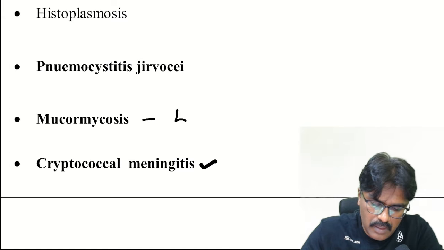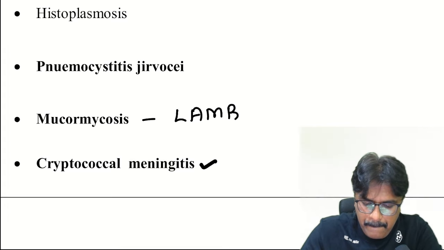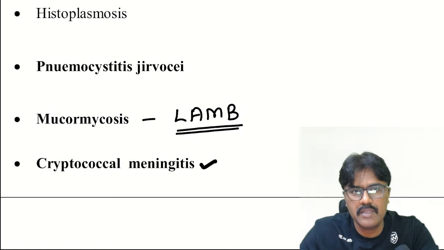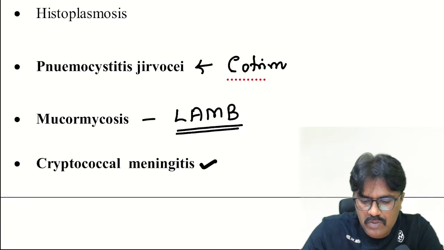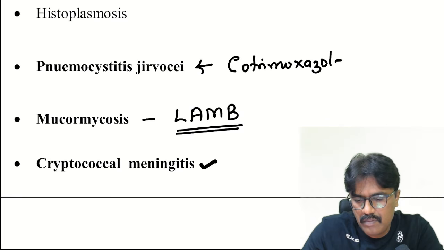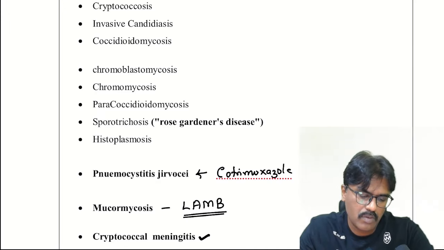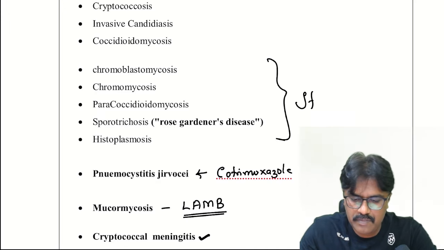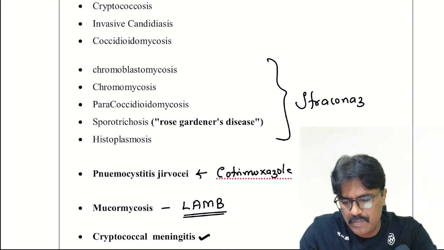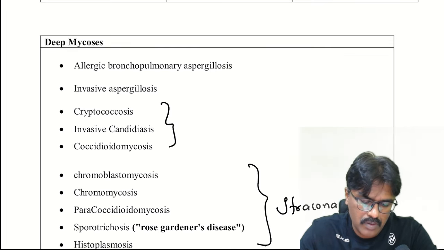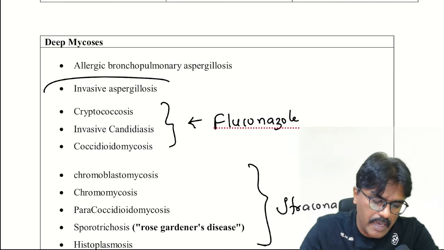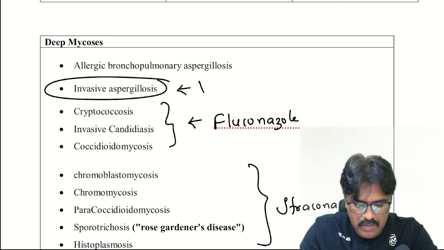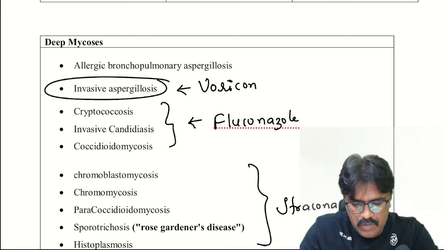Mucormycosis, it is LAMB. LAMB means liposomal amphotericin B. Pneumocystis jirovecii, it is cotrimoxazole. Histoplasmosis, chromoblastomycosis, sporotrichosis, it is itraconazole. Then cryptococcosis, candidiasis, coccidioidomycosis, it is fluconazole. But aspergillosis, the drug of choice is voriconazole.